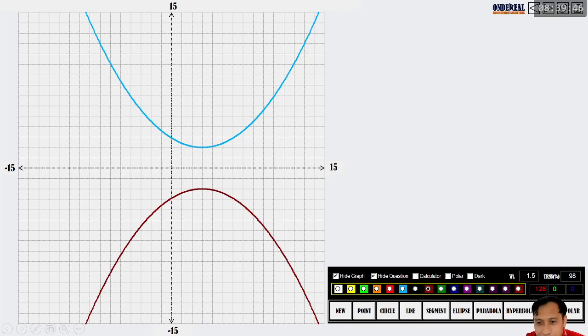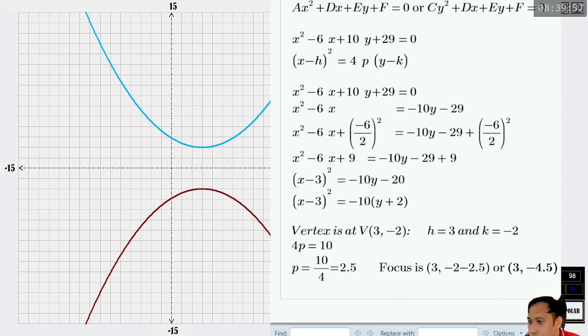Mali din. Again, negative. Negative 2 minus 2.5, negative 4.5. Ito na, parang tama na. No, dapat negative 4.5 siya, no? Again, I forgot the negative sign of this. So, this should be negative. So, the result should be negative 4.5.